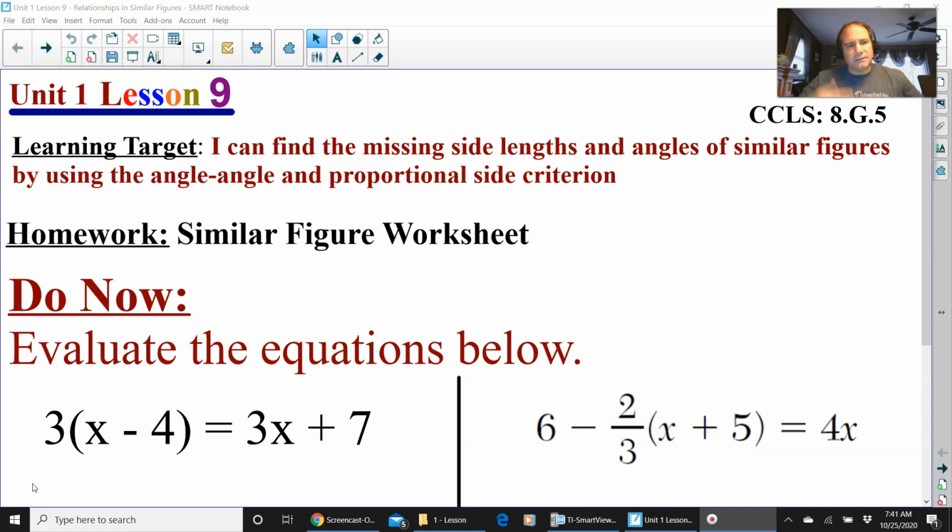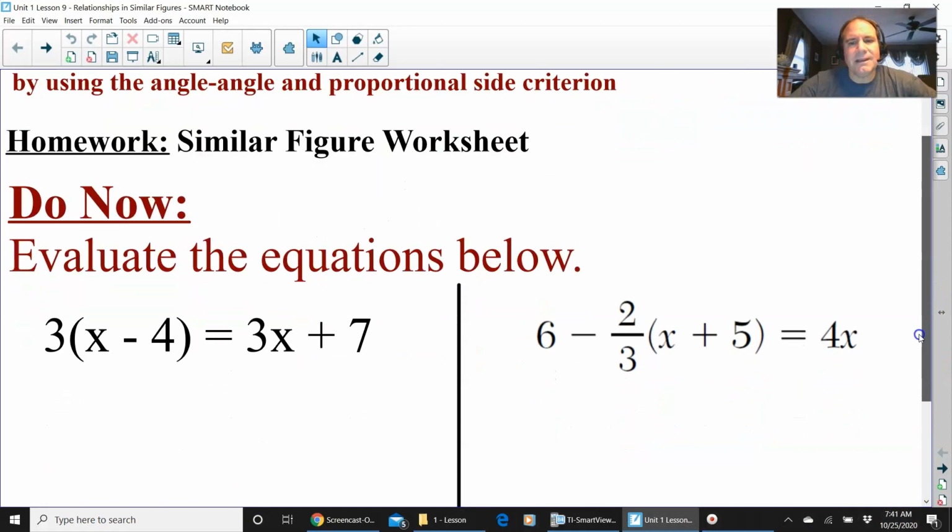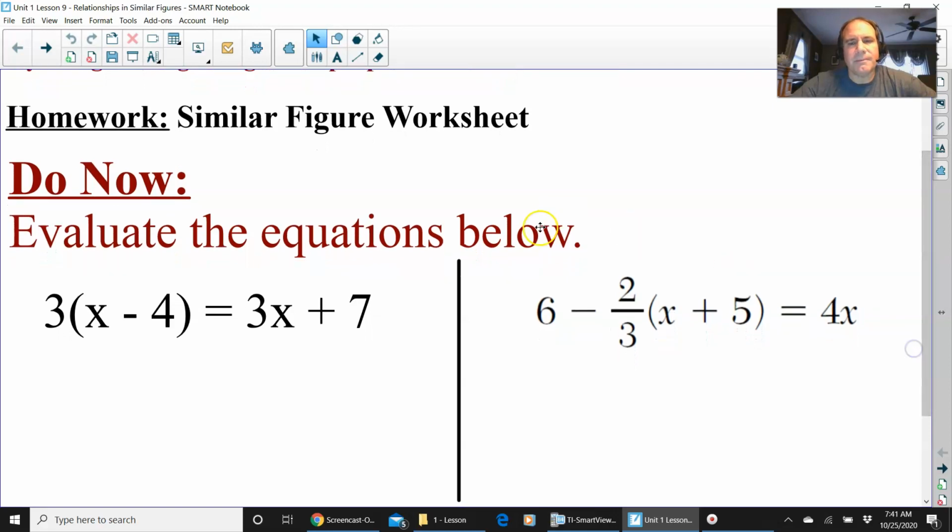The do now: evaluate the equations below. You should be able to do these. Go ahead and try them now. Remember the second equation, though, you're going to have to distribute a fraction with a negative, so just be careful. This is a tough second equation. Start with the first and second equations, and then we'll come back after you press pause to review your answers. You could press pause now.